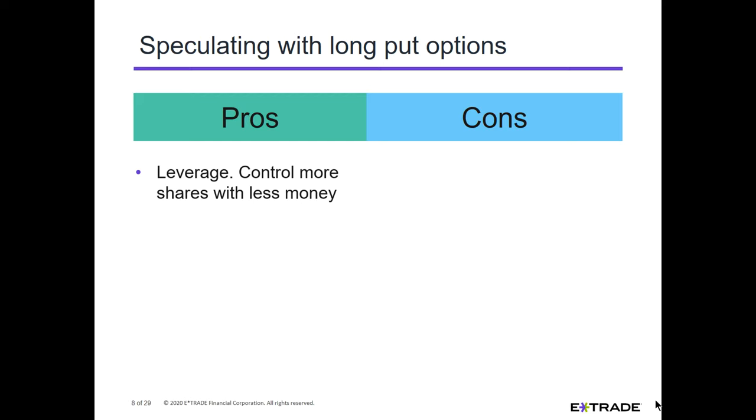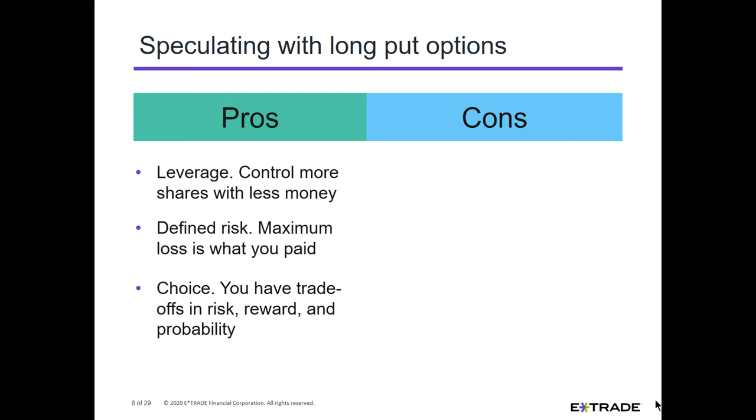You're able to control more with less money, and this idea of a levered return over the movement of the underlying stock is a big part of the attraction to options. The other important attraction is that you now have a defined risk position. The most that you can lose is what you pay. And then finally, you have a wide range of choice, trade-offs between the risk in the position you want to create, the amount of reward that you are reaching for or hoping for, and then probabilities of both of those events.